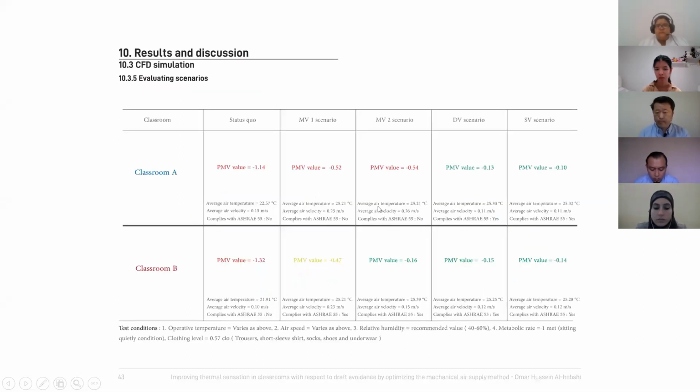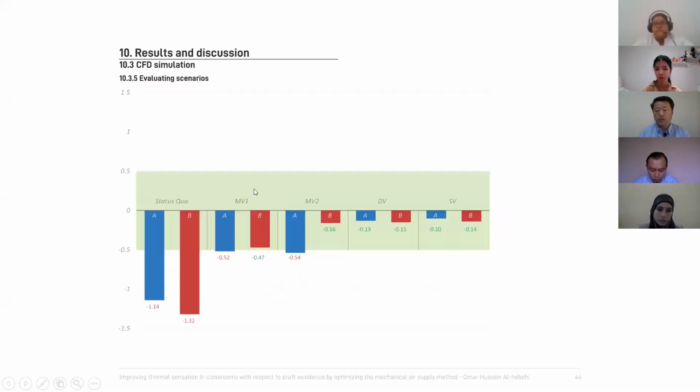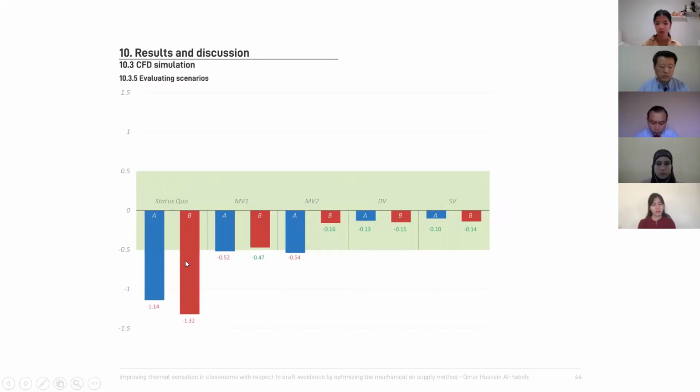The results of the study showed, as we can see here, this can show it more clearly. The blue or green color represents the comfort zone of ASHRAE 55. The current condition of both classrooms A and B is totally out of the comfort zone, as we can see here. The stratum ventilation and displacement ventilation showed the most neutral values of the PMV index, as we can see here.